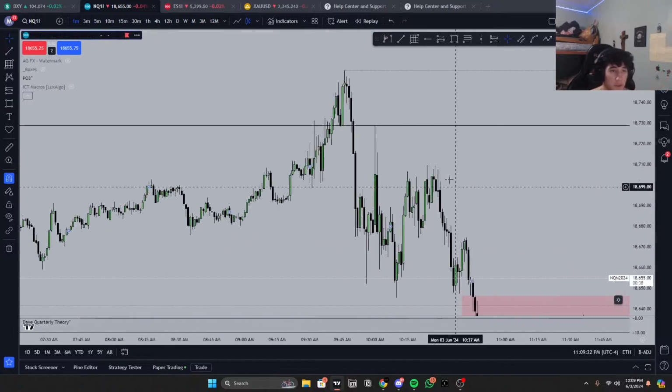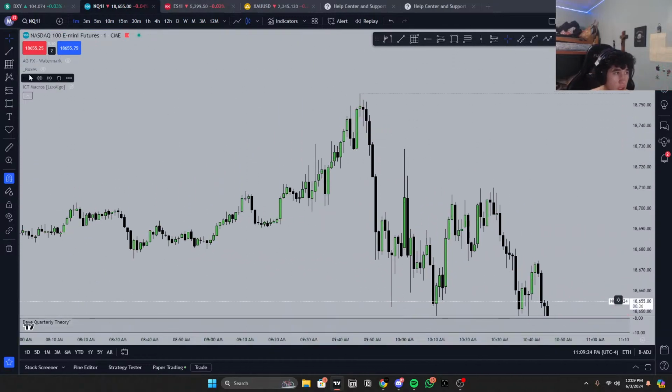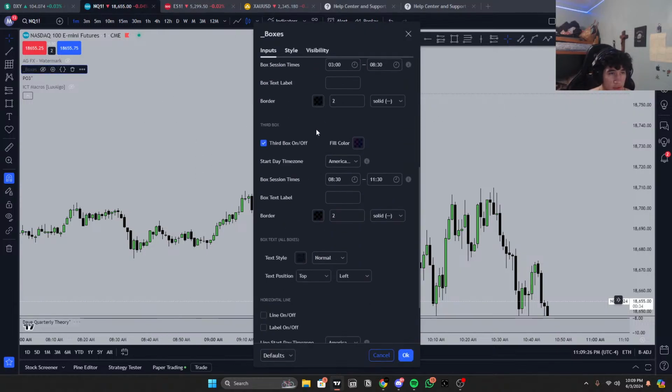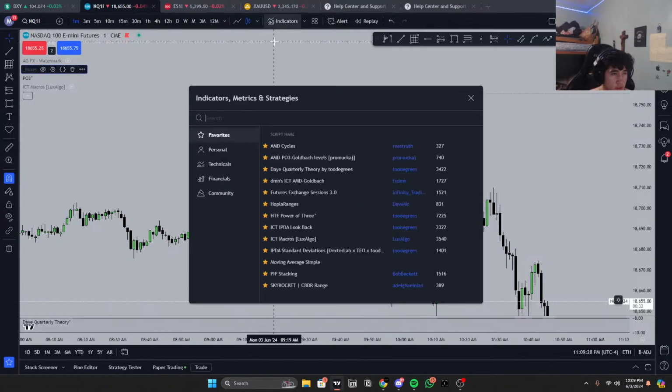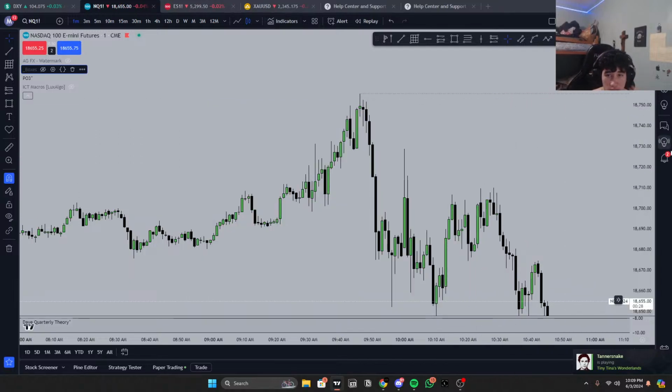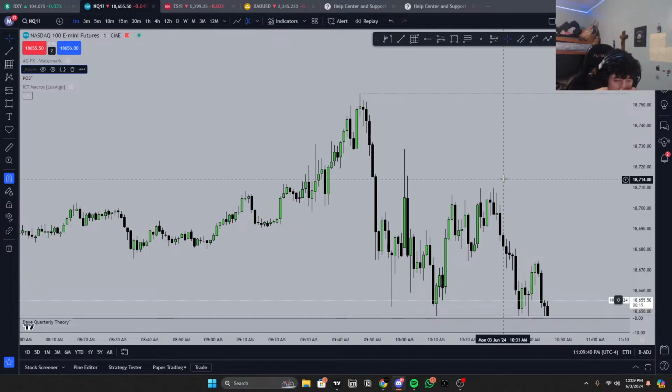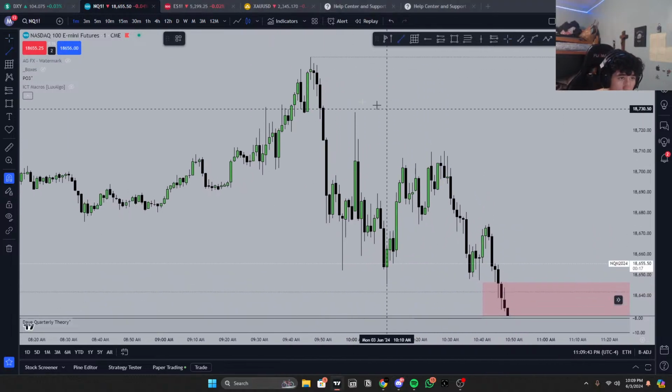Wait, can I get that indicator? What's that indicator called? It's right here: Futures Exchange Sessions 3.0, by Trade Infinity. Does it cost money? No, it's free, and the settings are inside of the extras. If you look at the extras in the server, I have chart settings, and it's in there.